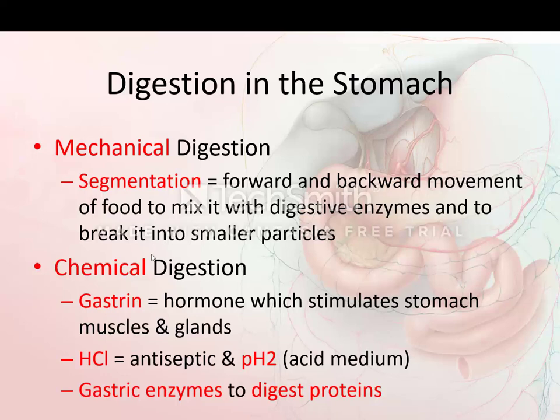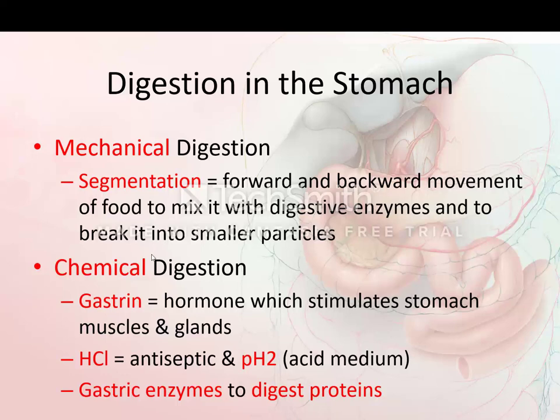It's a method of propulsion, a method of movement of food. So segmentation is the forward and backward movement of food that mixes it with the enzymes or the liquids in the stomach to be able to break it. So that's mechanical. Then we have chemical digestion in the stomach, and there are two main components of this digestion.